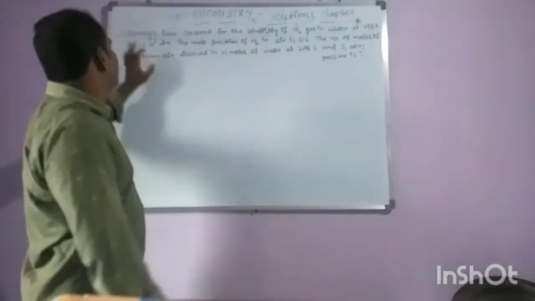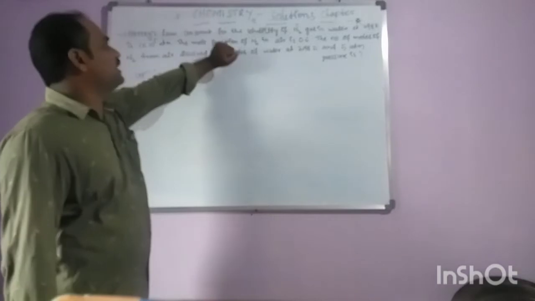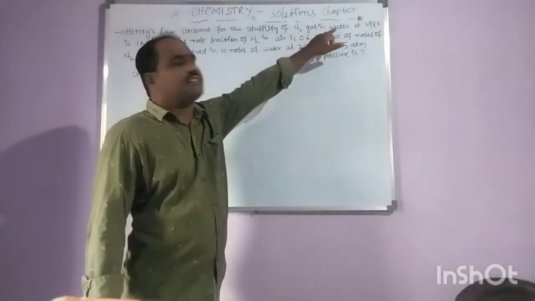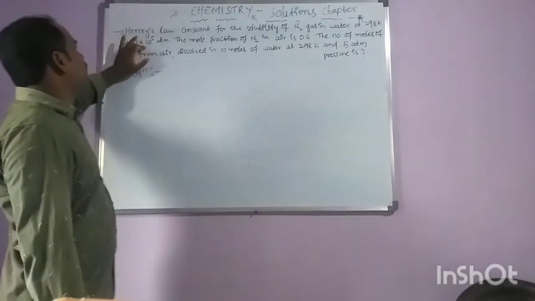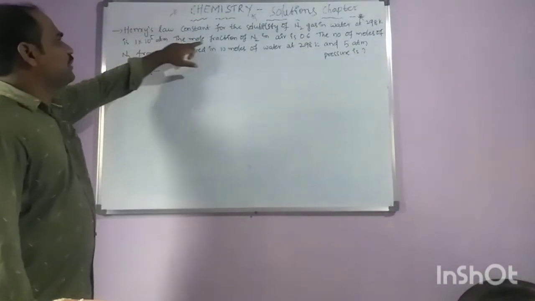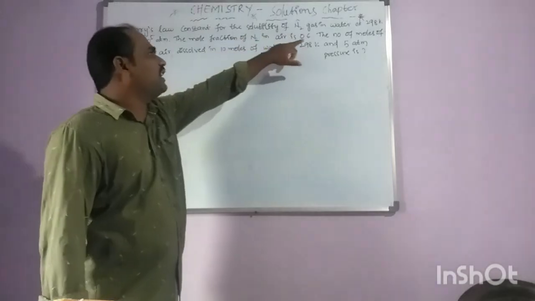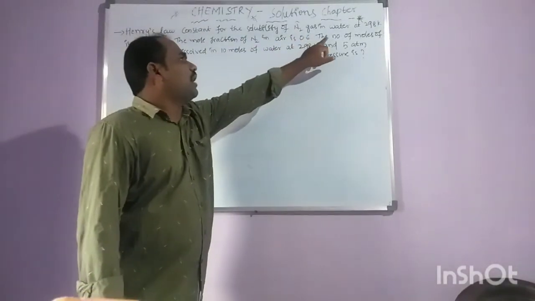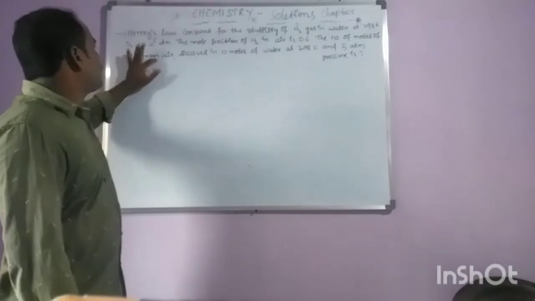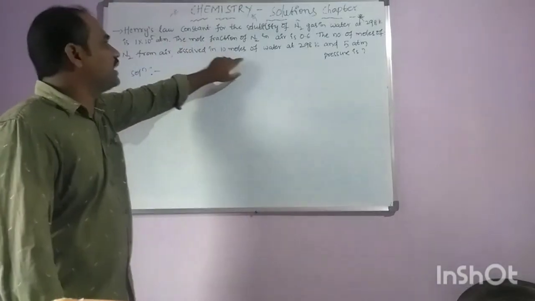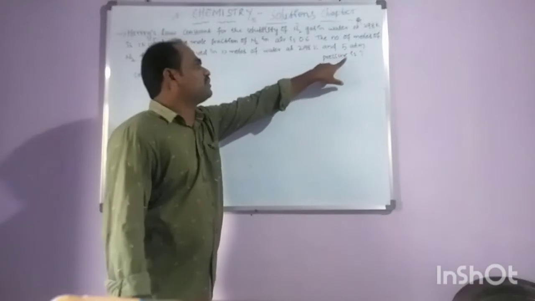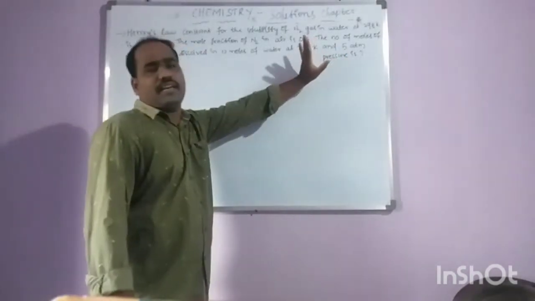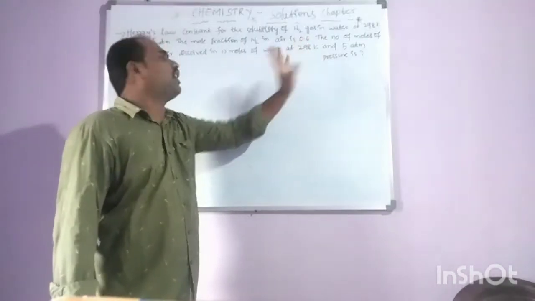The first problem: Henry's law constant for the solubility of N2 gas in water at 298 Kelvin is 1 into 10 to the power of 5 atmosphere. The mole fraction of N2 in air is 0.6. The number of moles of N2 from the air dissolved in 10 moles of water at 298 Kelvin and 5 atmospheric pressure is? This one is a problem based on the Henry's law concept.